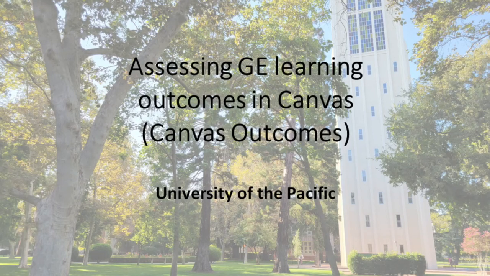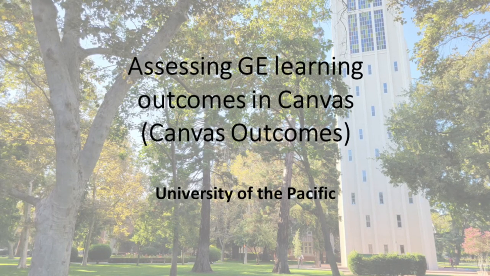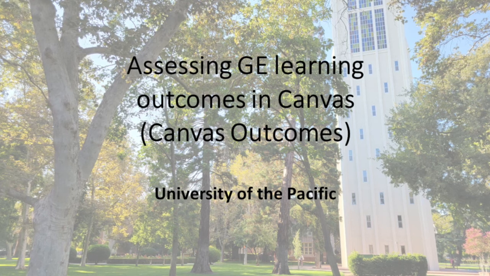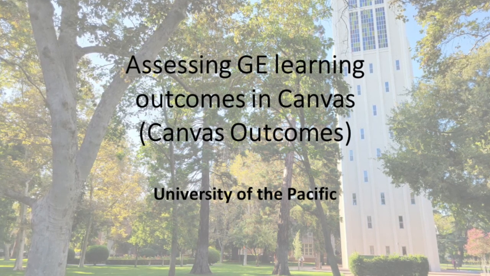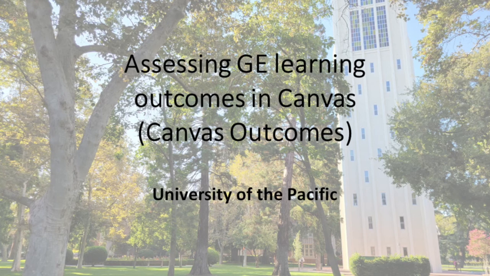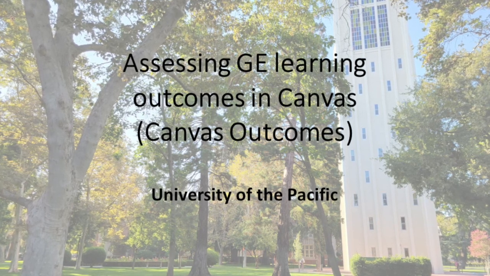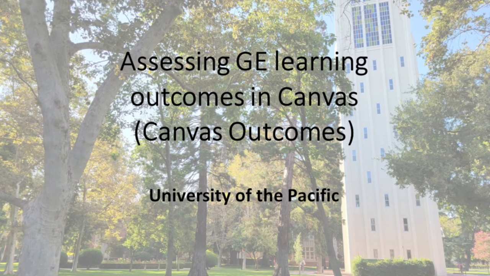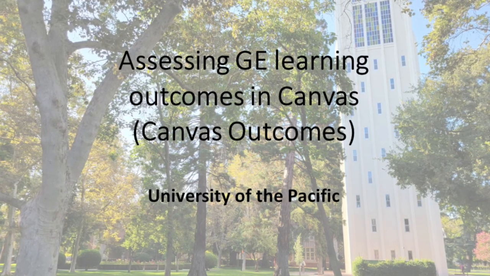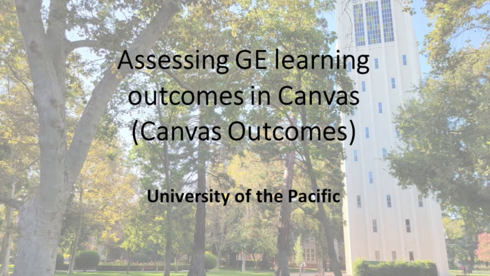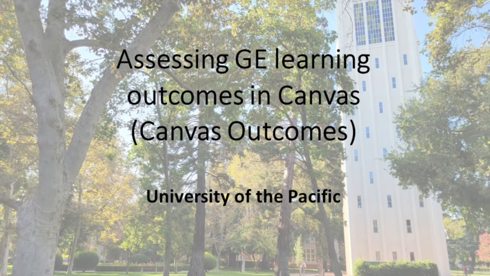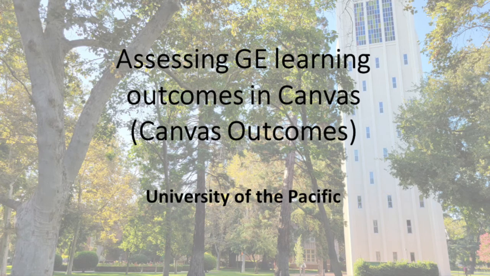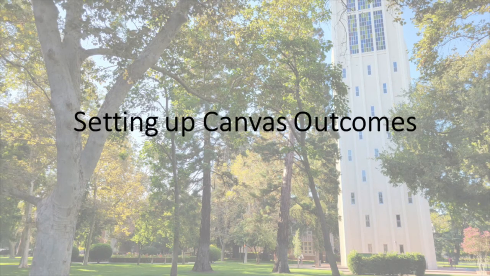This video will demonstrate how to use the Canvas outcomes function to assess GE learning outcomes using an assignment you've created in your Canvas course for your GE class. Canvas outcomes allows the GE program to set common standards for each GE learning outcome and to collect information from multiple classes where these outcomes are being assessed. For this video, we'll use the example of Core 1 classes. Instructors of other GE courses can follow along as the process is quite similar.